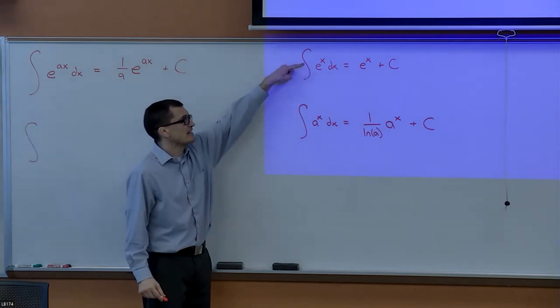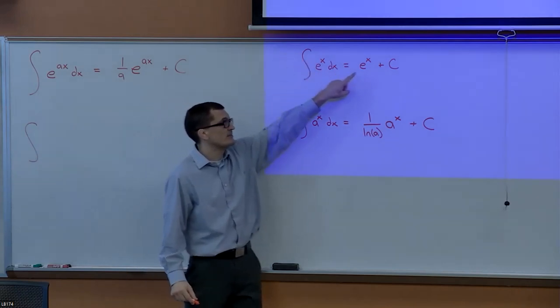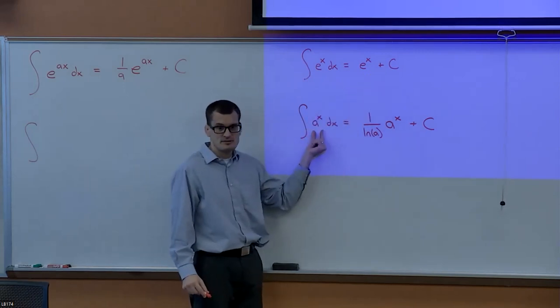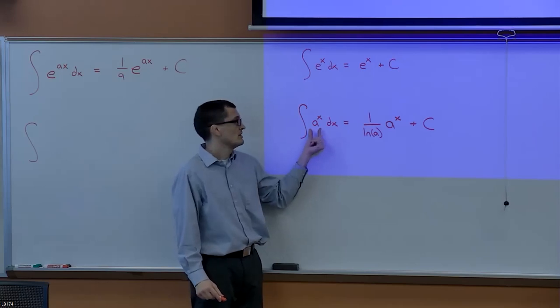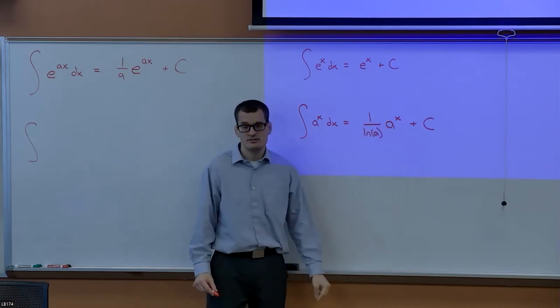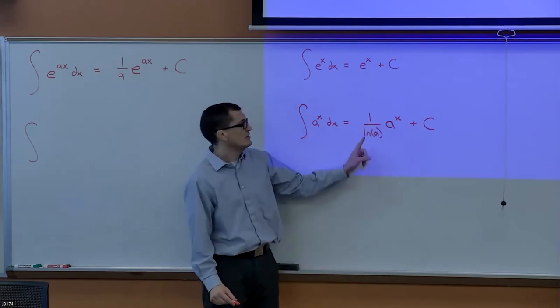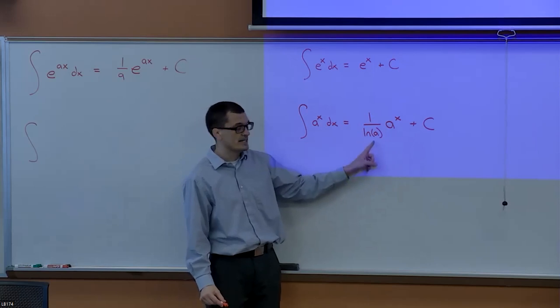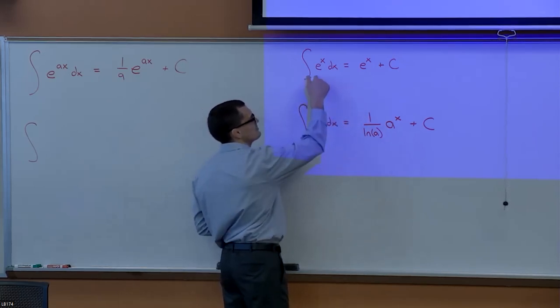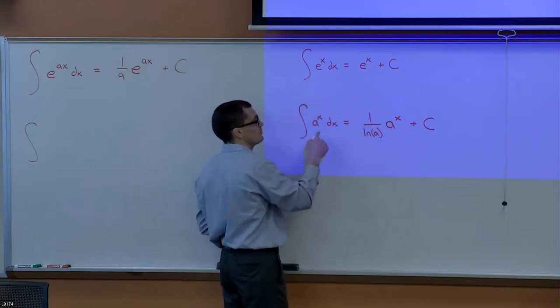So e to the x, when you take the antiderivative, gives you e to the x plus c. But if you take a different base, you get that base to the x power, but you have to divide by 1 over natural log of the base. Notice that if a were e, these two rules are the same when a is e.